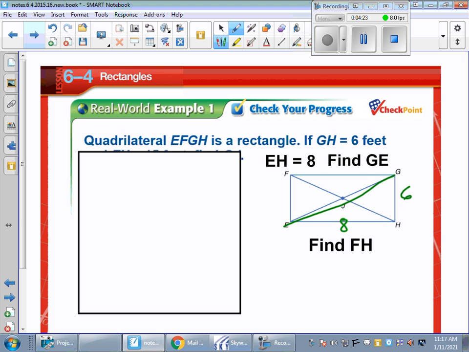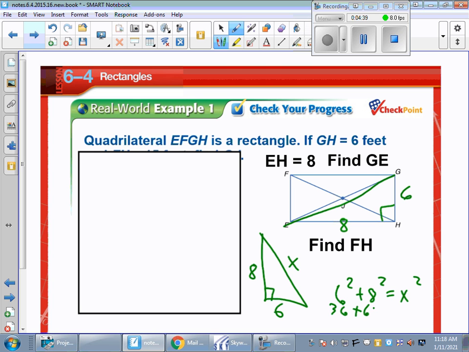So again, talking about our rules here, we have a 90-degree angle here. We are going to use the Pythagorean theorem, 6, 8, we can call this x. 6 squared plus 8 squared equals x squared. So again, 36 plus 64 equals x squared. So that would give us 100. Take the square root of 100, and that gives us a value of 10. So ultimately, when we solve, we find that that value is 10.